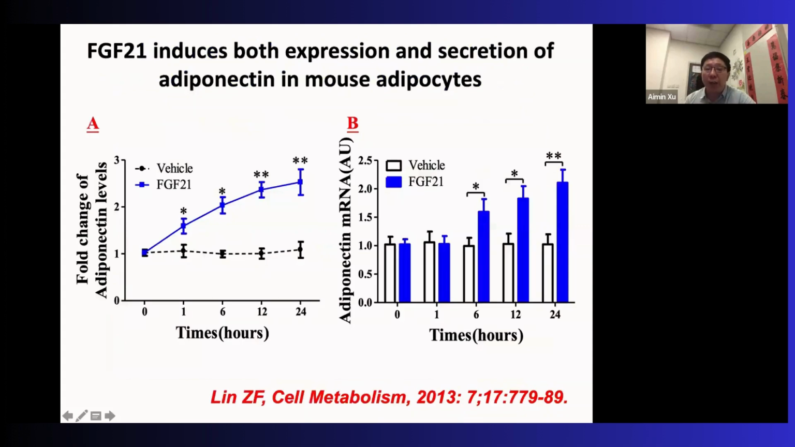We found about 10 years ago that FGF21 can induce both the expression and the secretion of adiponectin in mouse adipocytes. As you can see from this left panel, from primary adipocytes, after treatment with recombinant FGF21 for 24 hours, the secretion of adiponectin into the culture medium is markedly increased.